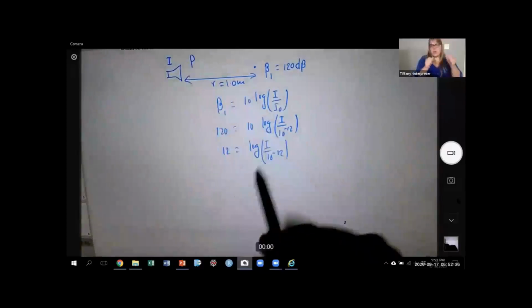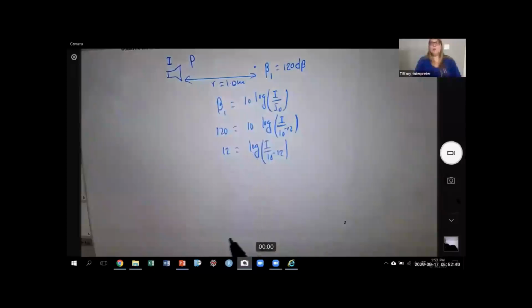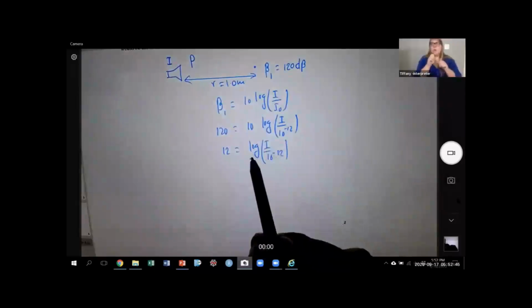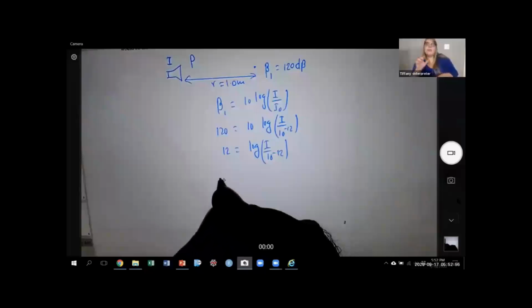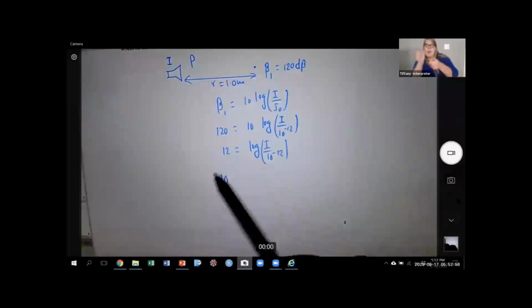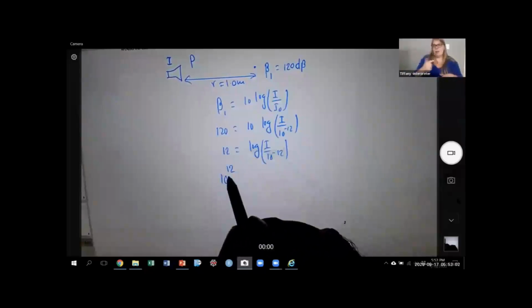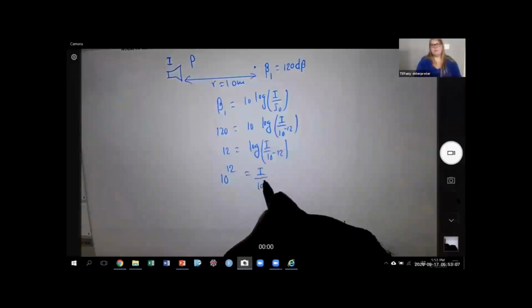First of all, the log property, how would you get rid of the log? Because to solve for I, you have to get rid of this log. What's the log property? You put it to the 10 to the power of that. Yep, so it's called taking anti-log on both sides. 10 to the power 12. Whatever you get, it becomes 10 to the power 12, and now you're left with this. This is the log property in math.